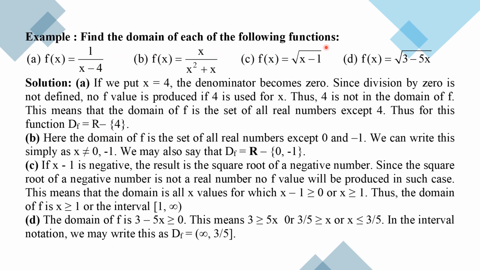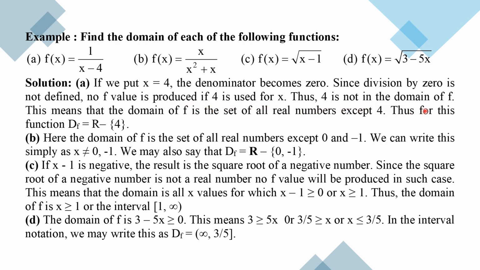Find the domain of each of the following functions. 1 over x minus 4. Here for x, if we put x equal to 4, the denominator becomes 0. 1 over 4 minus 4 is 1 over 0. Since division by 0 is not defined, no f value is produced if 4 is used for x.